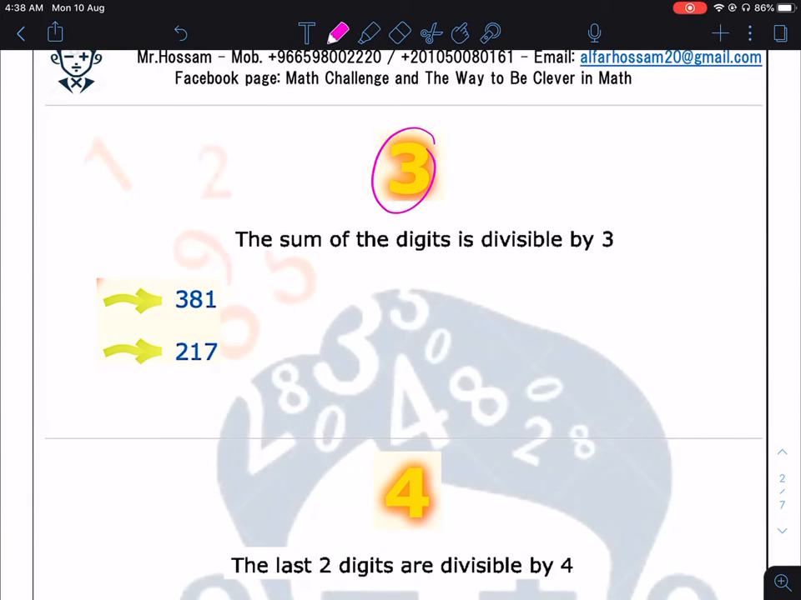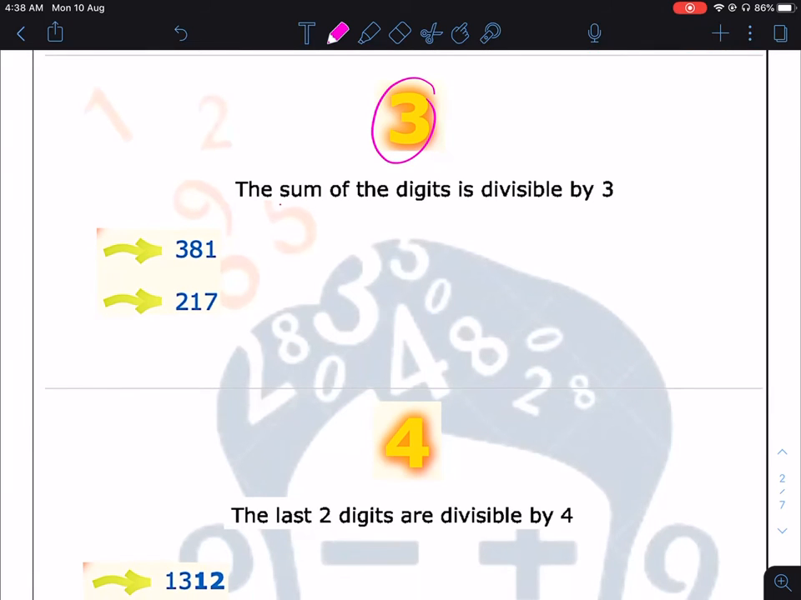Divisibility by 3. The sum of the digits is divisible by 3. So to check the divisibility by 3, you have to add all the digits. For the first one, add 3 plus 8 plus 1. The answer is 12. Can you divide 12 by 3? Yes, I can. So this number is divisible by 3.